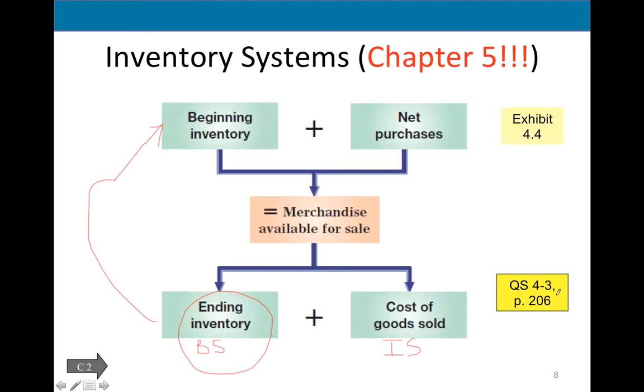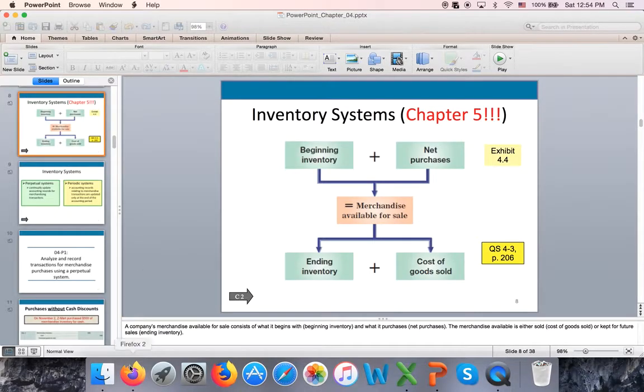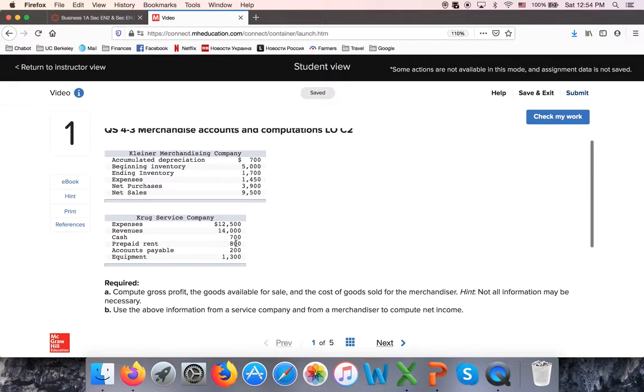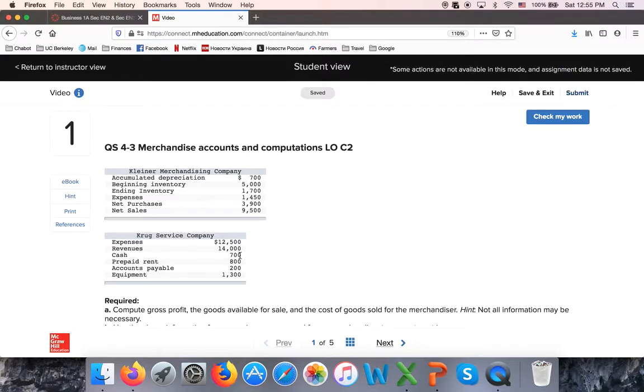So let's take a look at page 206, quick study 4-3. Let me go there. So quick study 4-3, merchandise accounts and computations. So we have 2 companies. We have a merchandising company with a bunch of accounts and balances, and we have a service company also with various accounts. In the instructions, it actually says that not all information may be necessary for the solutions, and that's usually the case in life and in accounting. Don't try to use every single account. Just pick the accounts, the facts that you need to solve the problem.